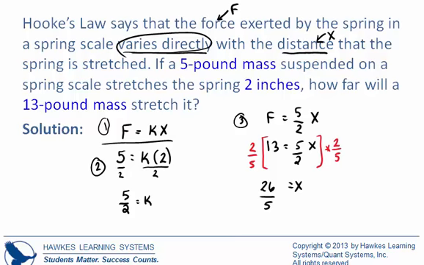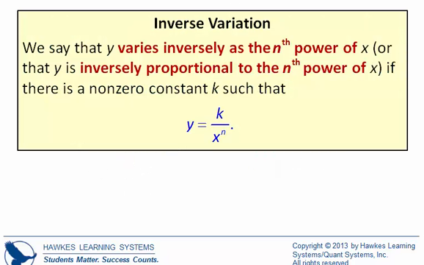We'll now look at the concept of inverse variation. We say that y varies inversely as the nth power of x, or that y is inversely proportional to the nth power of x, if there is a non-zero constant k such that y is equal to k divided by x to the nth power. The method of solving an inverse variation problem is identical to that we did in the first example.